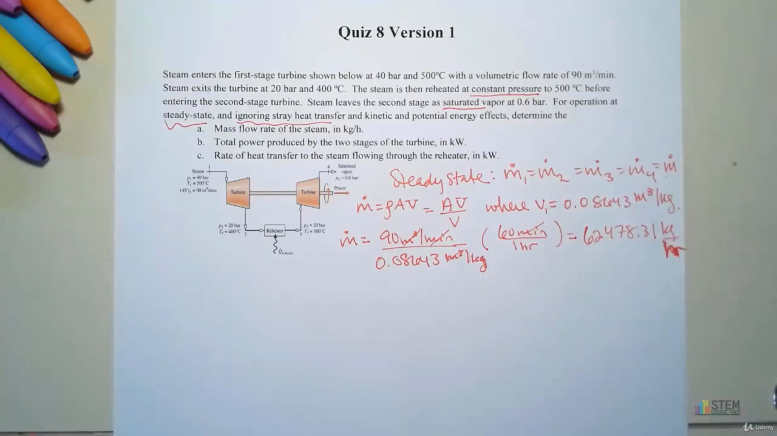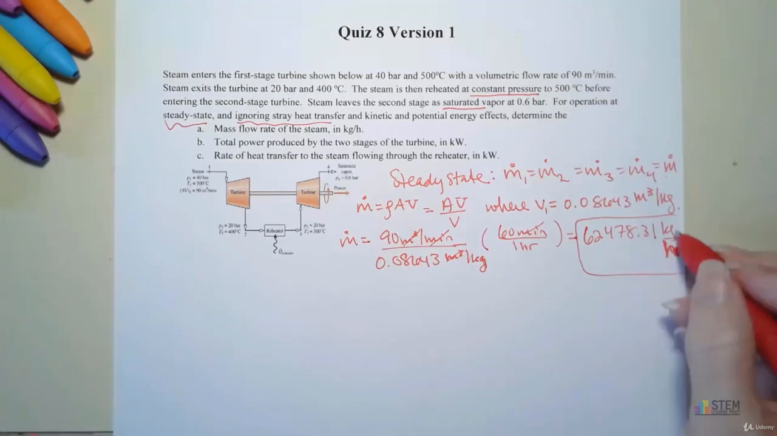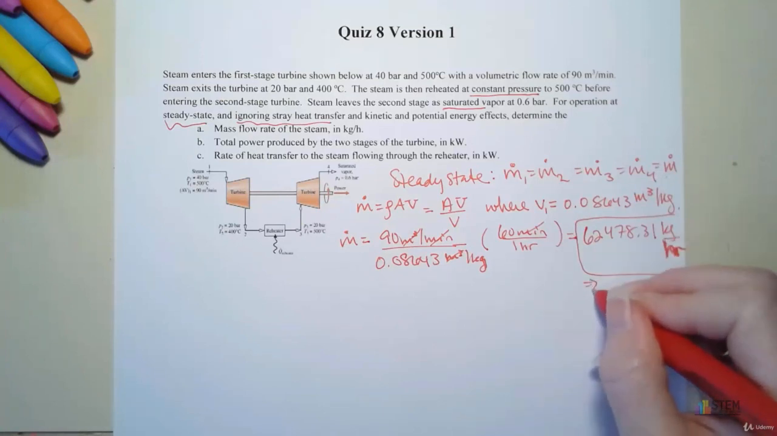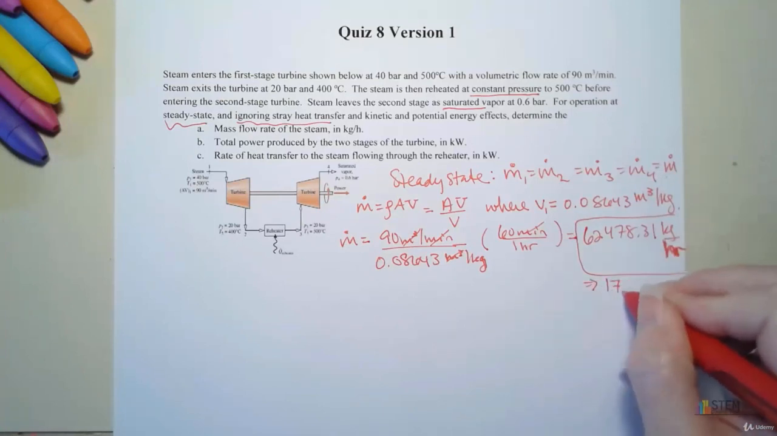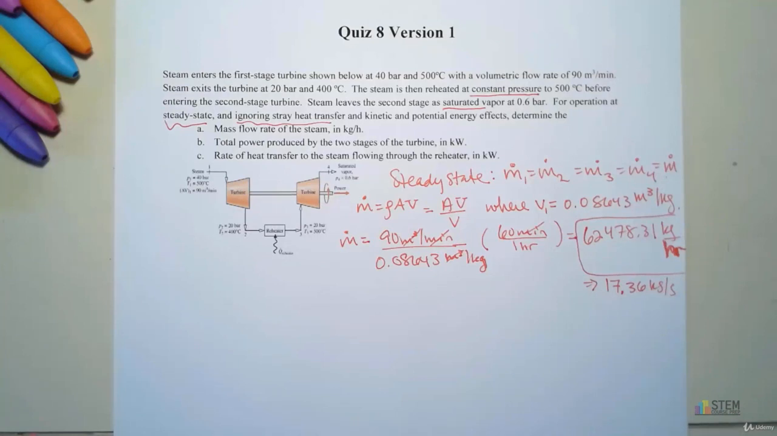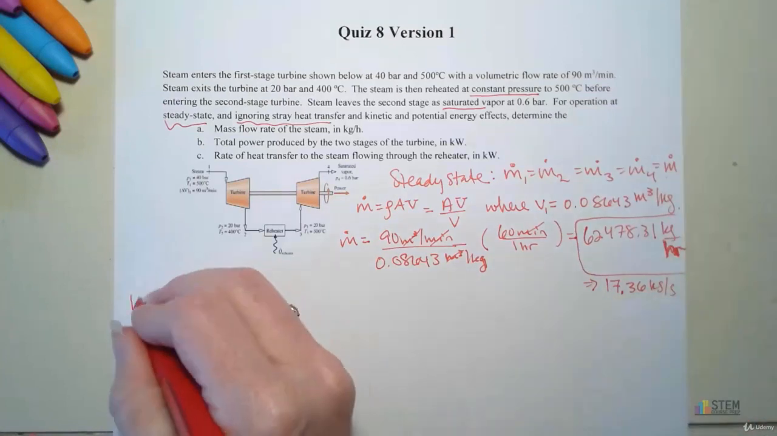Alright, this is the first one right here. Now we're going to use this later on, and typically we don't want to have hours in here, so I'm going to go ahead and convert that over to seconds. So kilograms per second, that's 17.36 kilograms per second, in case we need it later on. Alright, so now we've got that. That takes care of part A. Now we've got to do part B.